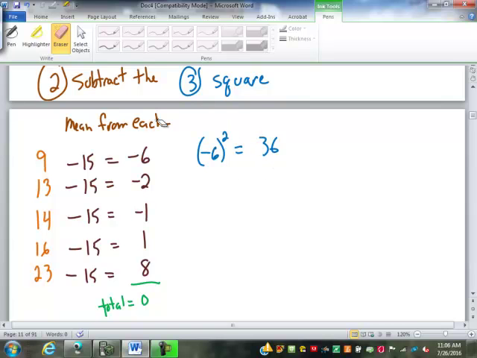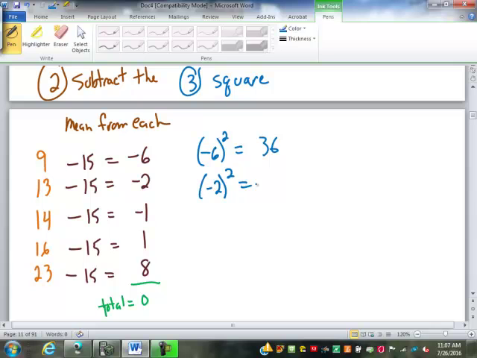Any number squared has to be positive. Now, some of you out there may have punched it in your calculator and come up with a negative 36. Why would it do that to you? Because you may have forgotten the parentheses. It has to be in parentheses when you square a negative.